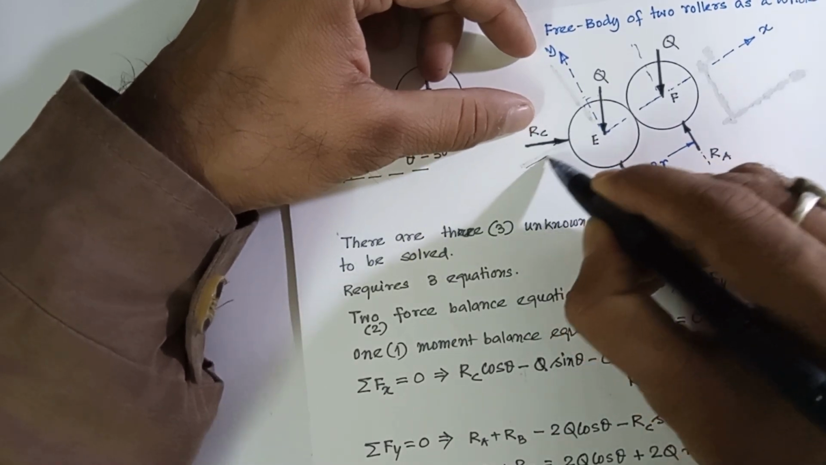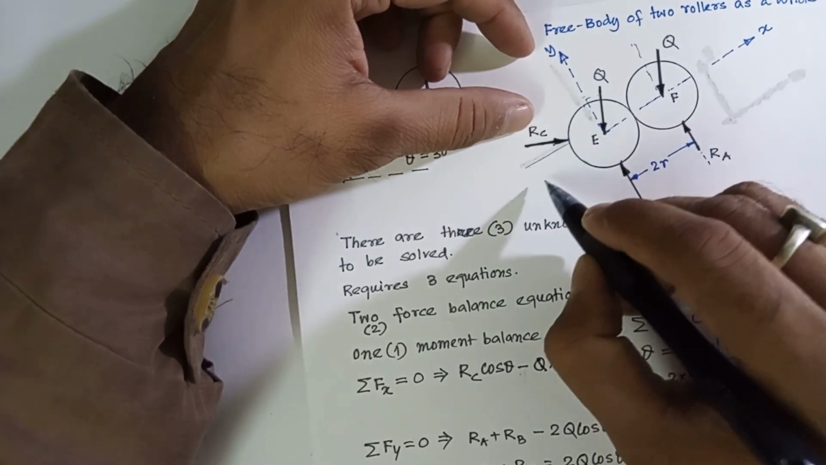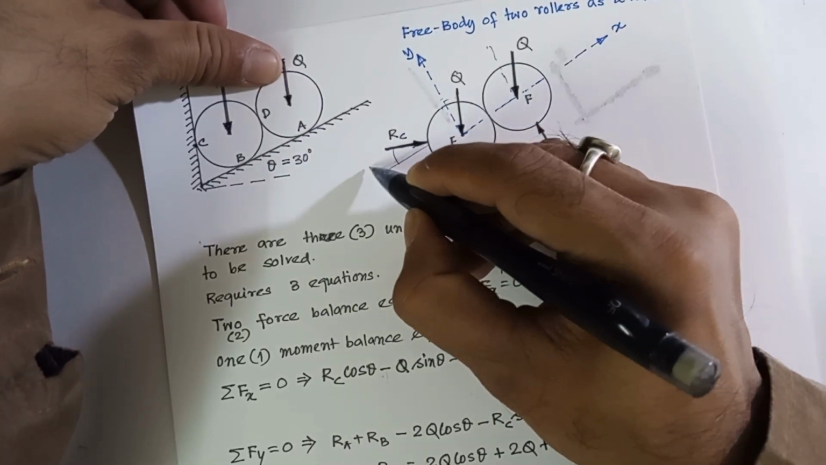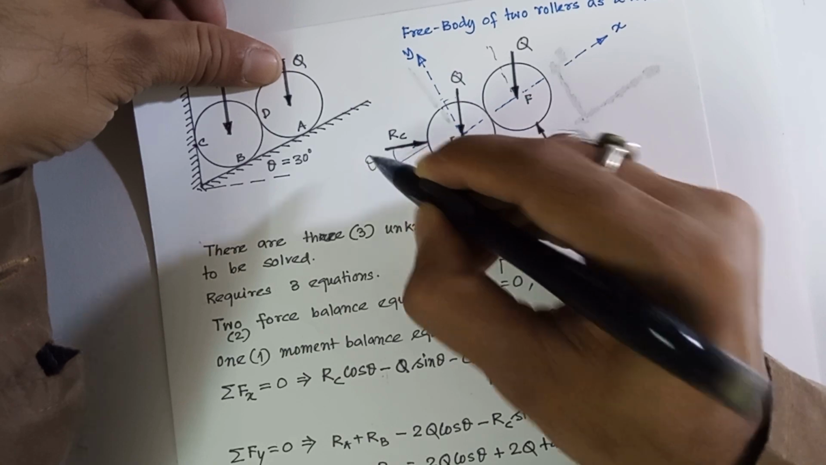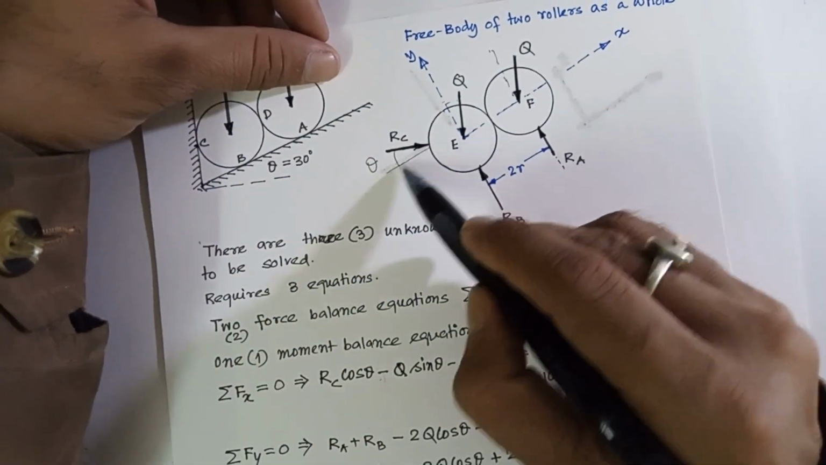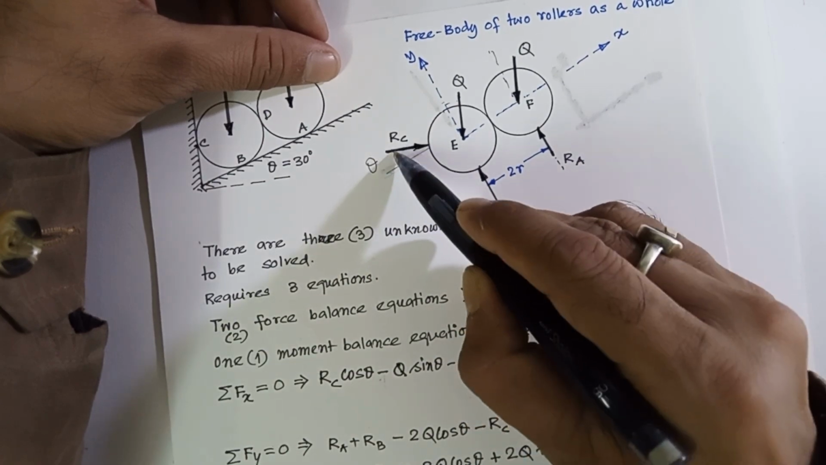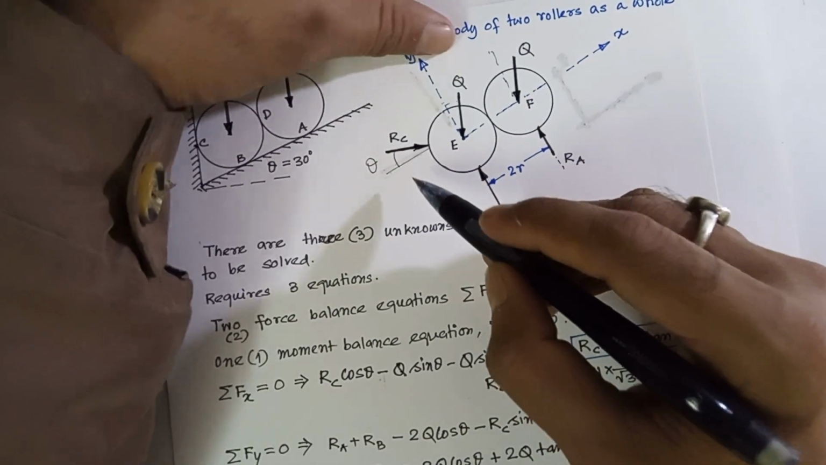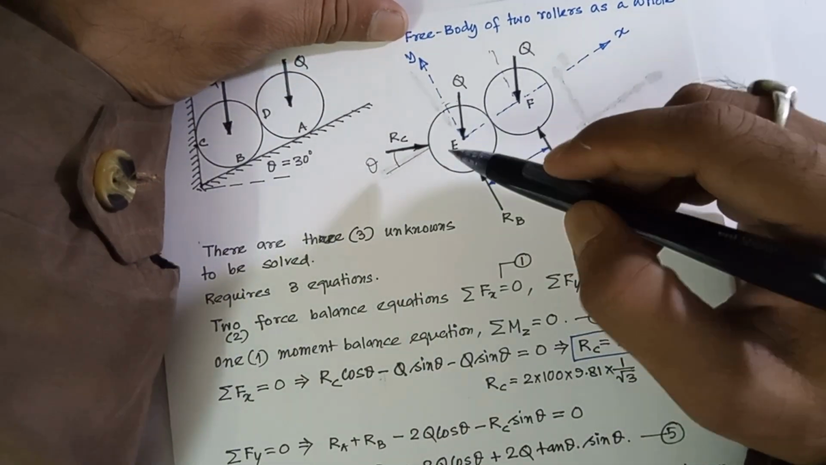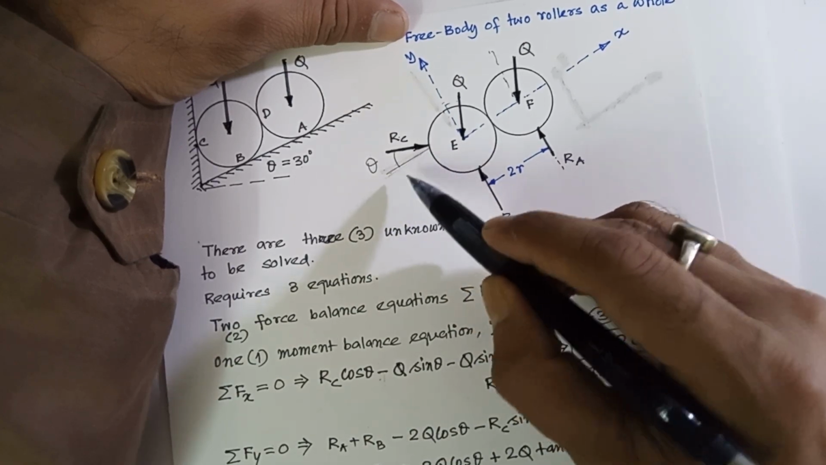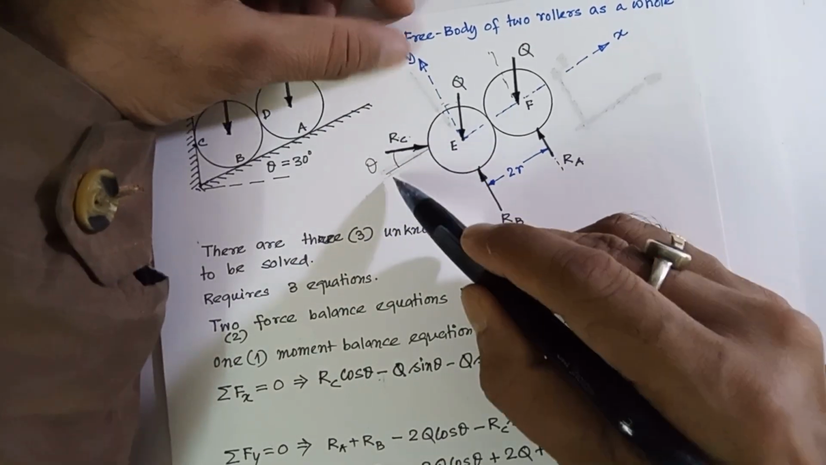What is the angle of RC? You see that this is the inclined plane direction. Therefore, this angle is theta. This is the direction of the plane and this is horizontal. RC is horizontal. So this is the angle theta, that is 30 degrees here. Therefore, the component of RC along this direction is RC cos theta.